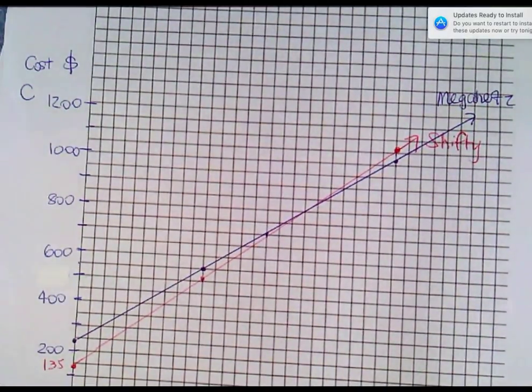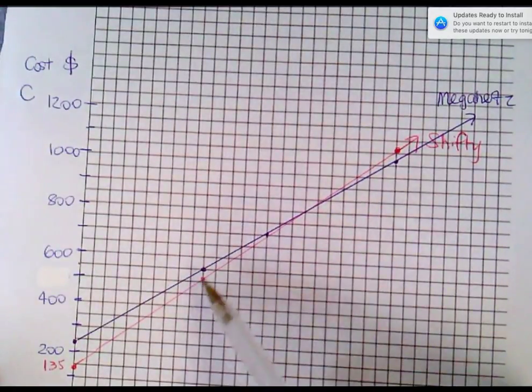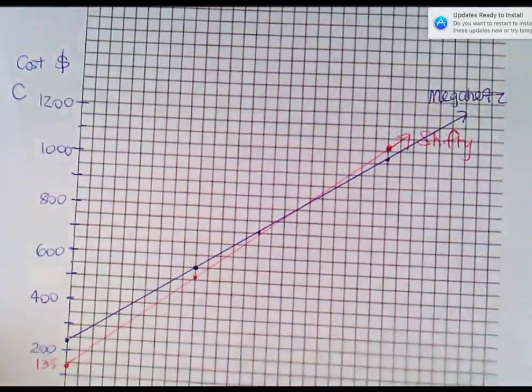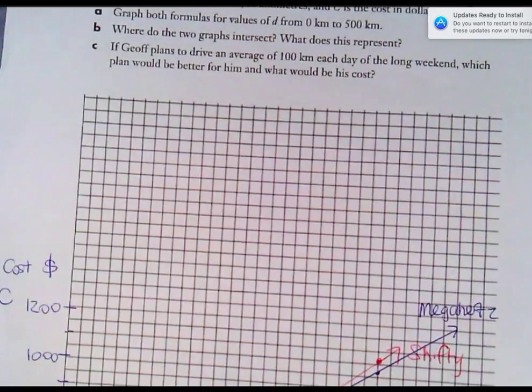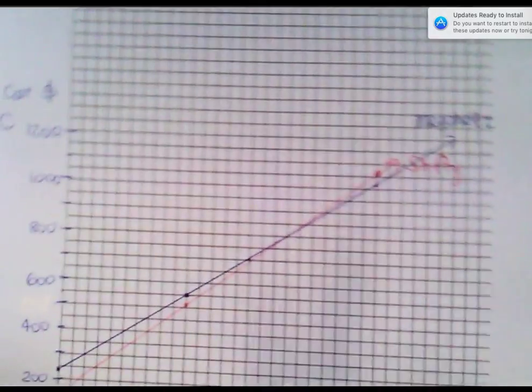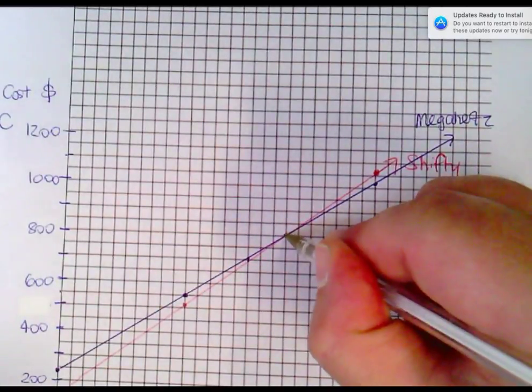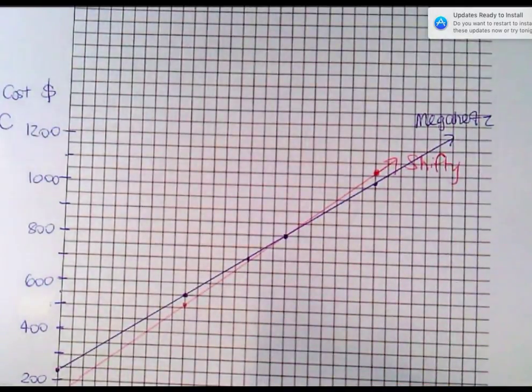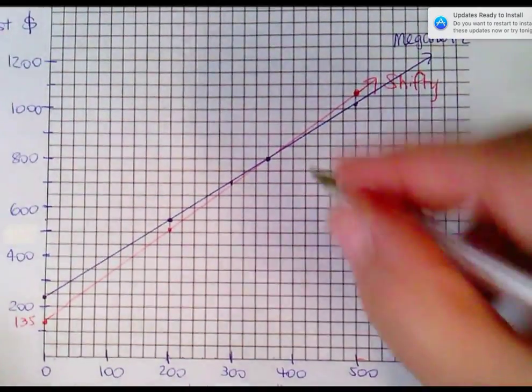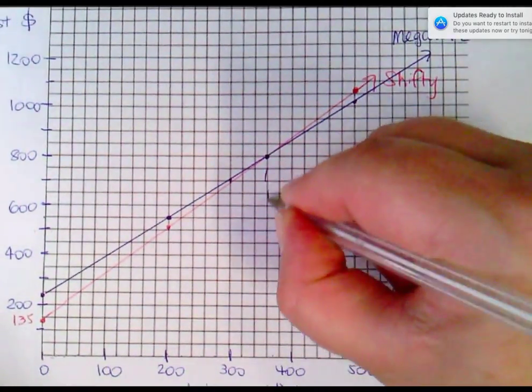Okay, so now it looks like the next question, part B, says where do the two graphs intersect? What does this represent? Well, if we're looking here, they're almost on each other. To me, it looks like they're intersecting right there. When the cost, if I look down here, this to me looks like the point of intersection.